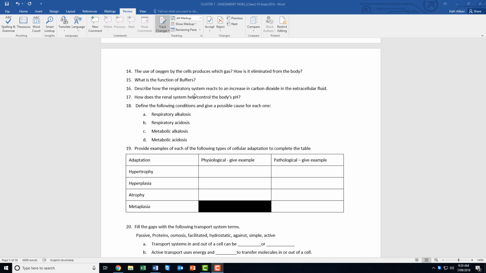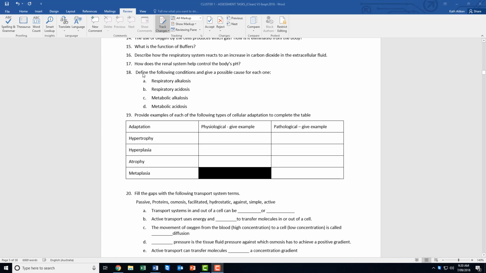Question 16, describe how the respiratory system reacts to an increase in carbon dioxide in the extracellular fluid. A sentence or 2 should be adequate to give a brief description on that. Question 17, how does the renal system help control the body's pH? Again, you may need a couple of sentences for that, to briefly summarise what the renal system does in helping control the body's pH.